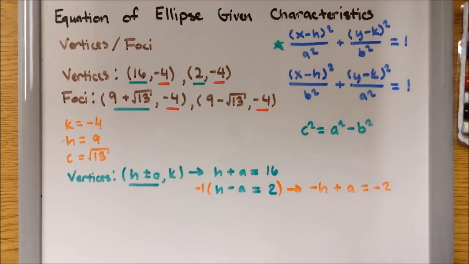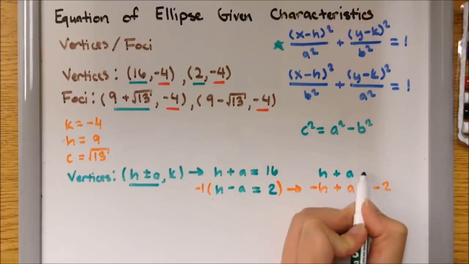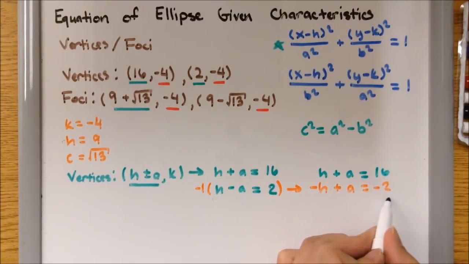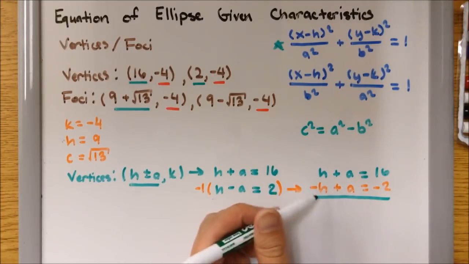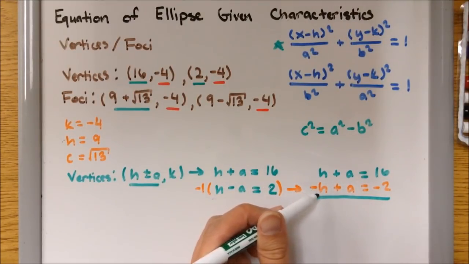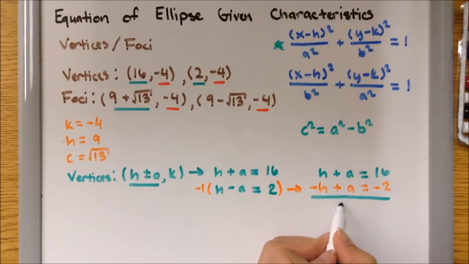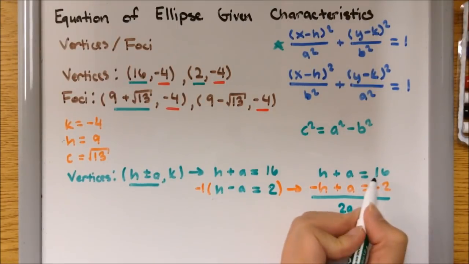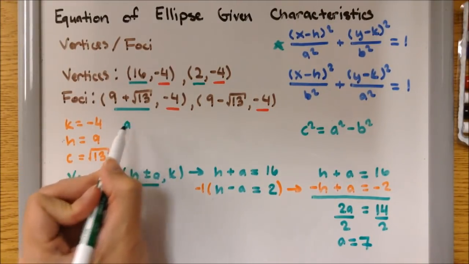Next, I'm going to combine it with the original first equation, h + a = 16. With this system of equations, doing the elimination method, the h will cancel out because h minus h becomes 0. But here, 1a plus 1a becomes 2a. A positive 16 with a negative 2 becomes 14. Divide by 2, so my a is 7. I'm going to write here a = 7.